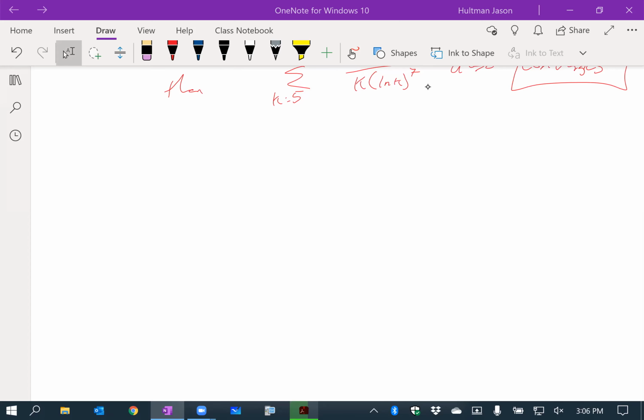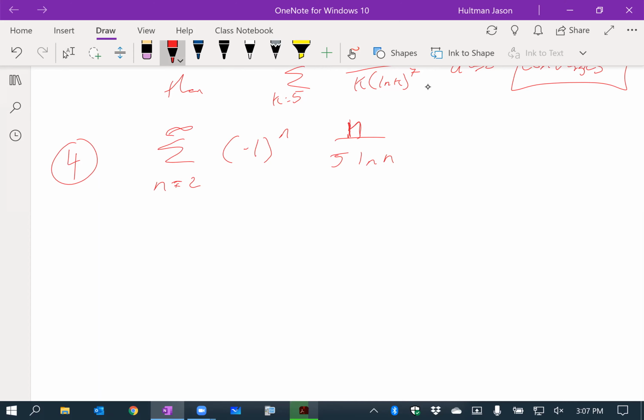Okay, so we want to know, does this thing converge or diverge? Summation n equals 2 to infinity of negative 1 to the nth power n over 5 natural log n, right? I can tell you right now this thing's going to diverge, but you probably wouldn't know that just looking at it. Because I can tell you right now that the terms are going to get bigger.